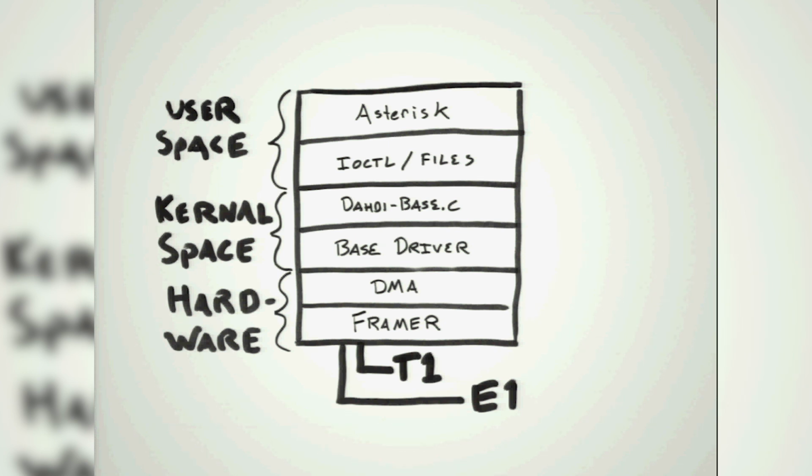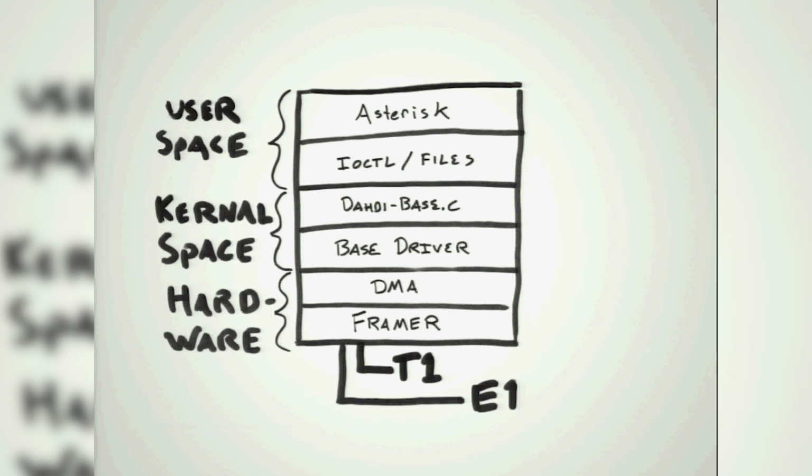So at the bottom, we've got our physical T1, E1 lines coming in. We've got some hardware here that does the fun telephony stuff. Okay, and then we've got DAHDI, and then we've got our user space stuff. Okay. So how does the stack work?